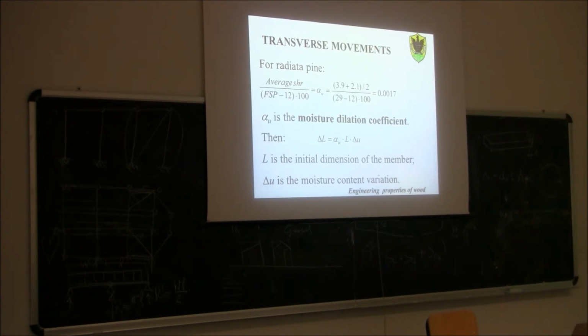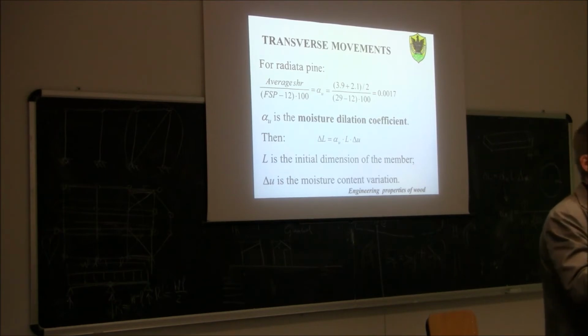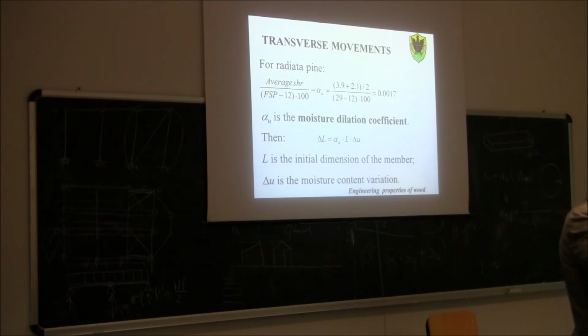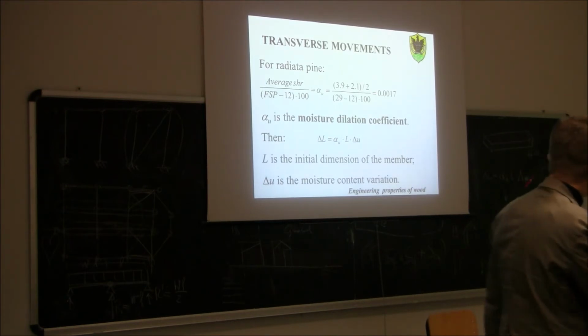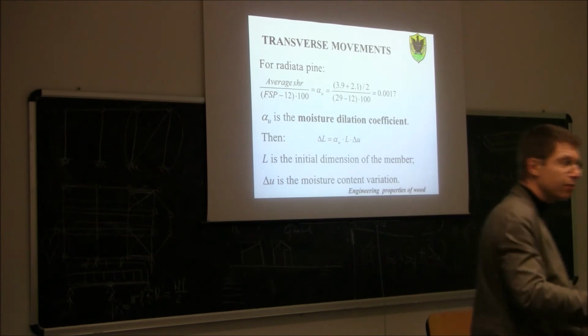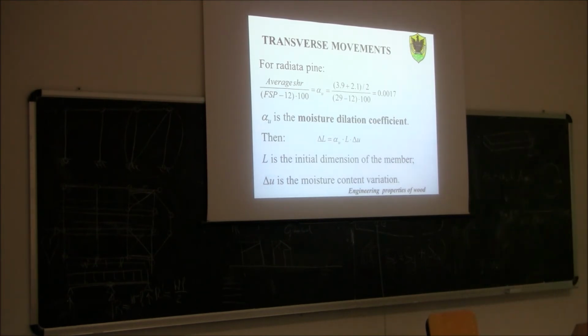Sorry? 50 minus that. Okay, here we need to be careful because 50% is above the fiber saturation point. So we said before that until the fiber saturation point, no dimensional changes will occur. So from 50 to 29%, there is no moisture variation. So it may be 50, maybe 1, but this doesn't matter. What really counts, to put in this formula here, is the variation between the fiber saturation point and the final target value of moisture content. So we have to do 25 minus 12.